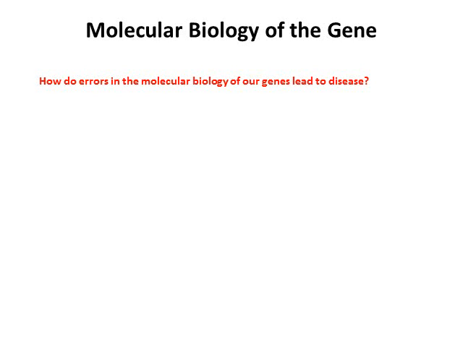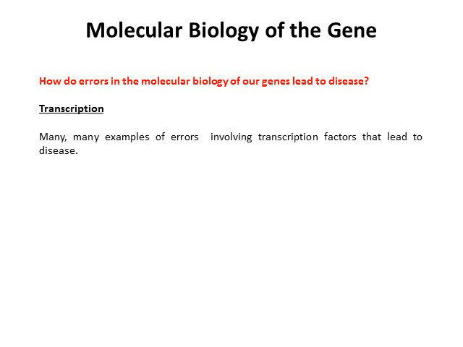So we've talked a little bit about how gene expression is controlled, but how do errors in the molecular biology of gene expression lead to actual disease? We've considered transcription. There are lots of examples of errors in transcription factors that lead to disease, but perhaps the most commonly quoted one is overexpression of certain transcription factors. A good example being the transcription factor MYC, which is known to be a prevalent occurrence in numerous cancers.